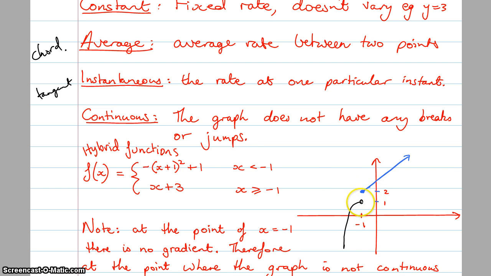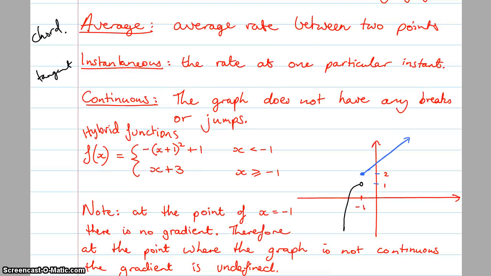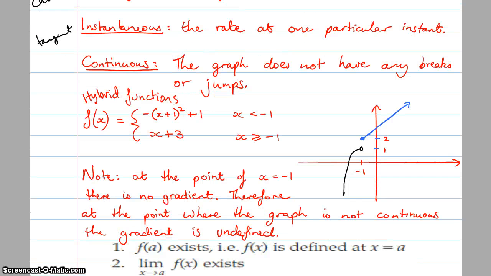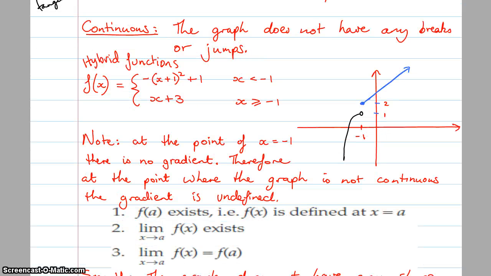To work out the gradient, we need to make reference to that point and then the very next point as well. In this case, it is not going to work for us. So we can say that at the point where the graph is not continuous, the gradient is not defined, or it's undefined. Now, there's a couple of conditions for continuous, and I can explain these a little bit later. First of all, the point needs to exist. So when you sub in a, you should get a value. For example, in this case, it's not continuous because if I sub in x equals 1, it's not continuous at that particular point there.